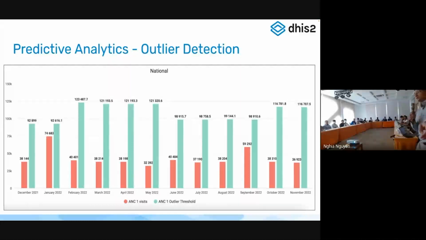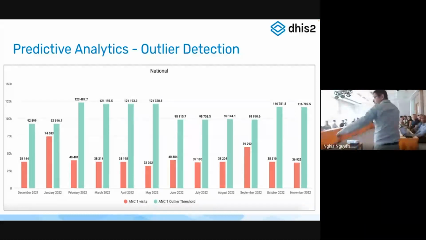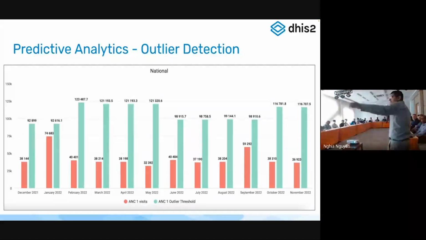This is just showing a comparison of what an extreme outlier would be considered to be. The red bar is the reported value and the green bar is the threshold, so none of them are being exceeded in this case. But you're able to generate those thresholds and use them for a variety of purposes in the different visualizations we showed.